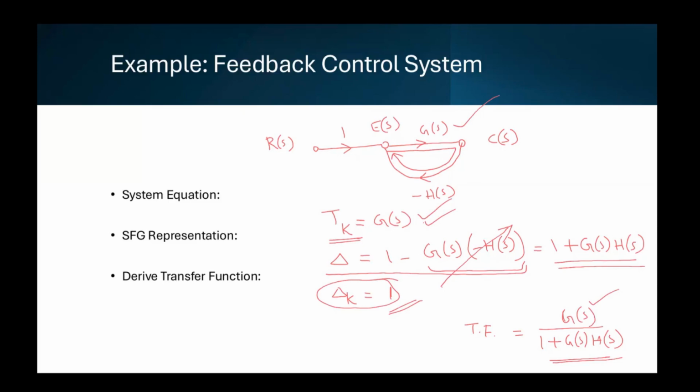In the block diagram example, we had derived the same transfer function. Here, using signal flow graphs and Mason's gain formula, we have derived this transfer function. We will see a few more complicated examples of the application of signal flow graphs, deriving the transfer function using Mason's gain formula.